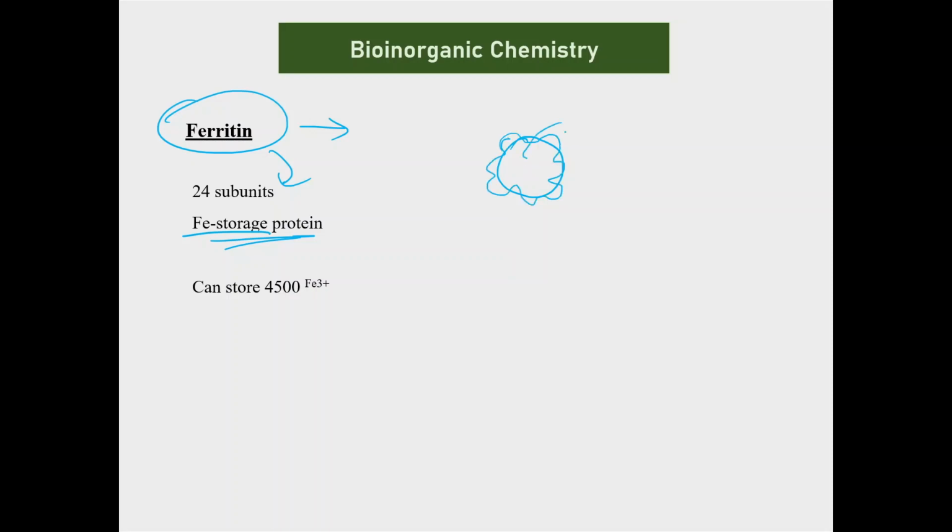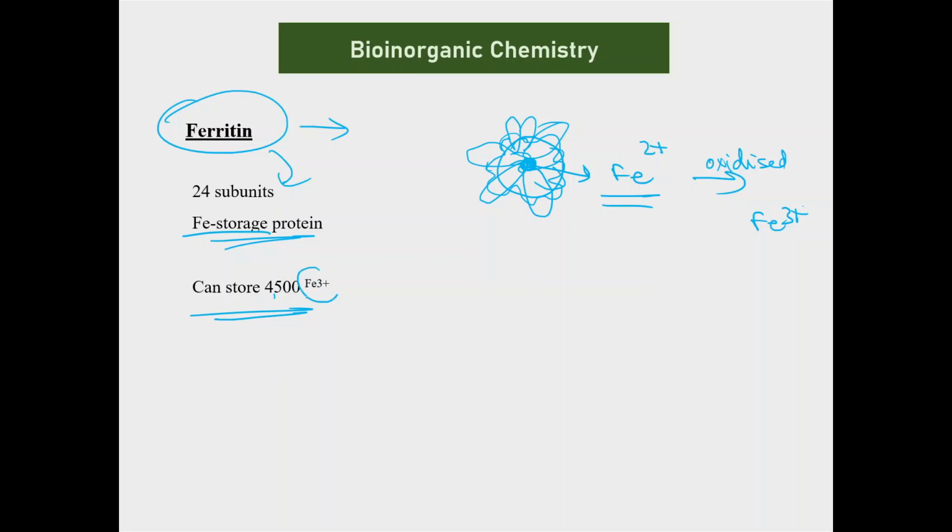It has some tetrahedral kind of void inside. These 24 subunits make up the shell, and inside there is one hole. Here they store this iron. You should know that iron enters ferritin as Fe2+, but then there it gets oxidized and is stored as Fe3+ inside ferritin. Ferritin can store about 4,500 Fe3+ ions.